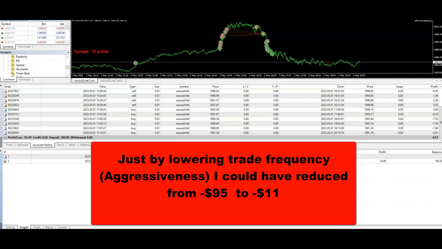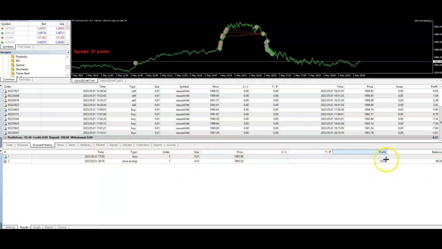Let's look at the results. Yep, here you go. I would have profited a negative 10.65. That's a hell of a lot better than $95. Let's check another setting.